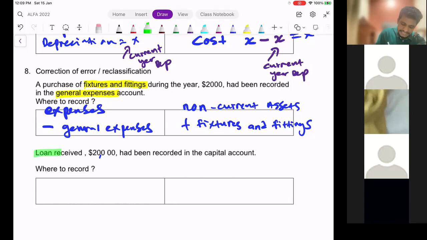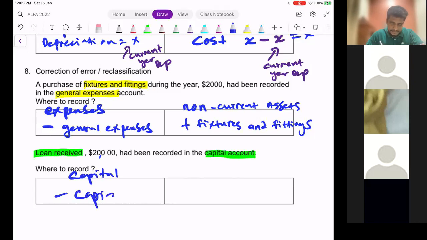The loan received 20,000 had been recorded in the capital. It's already recorded. So they already plus the bank, and then they were supposed to go to loan, but they went to the capital already. So what do you need to do? You need to take the capital. You go to the capital, minus the capital.